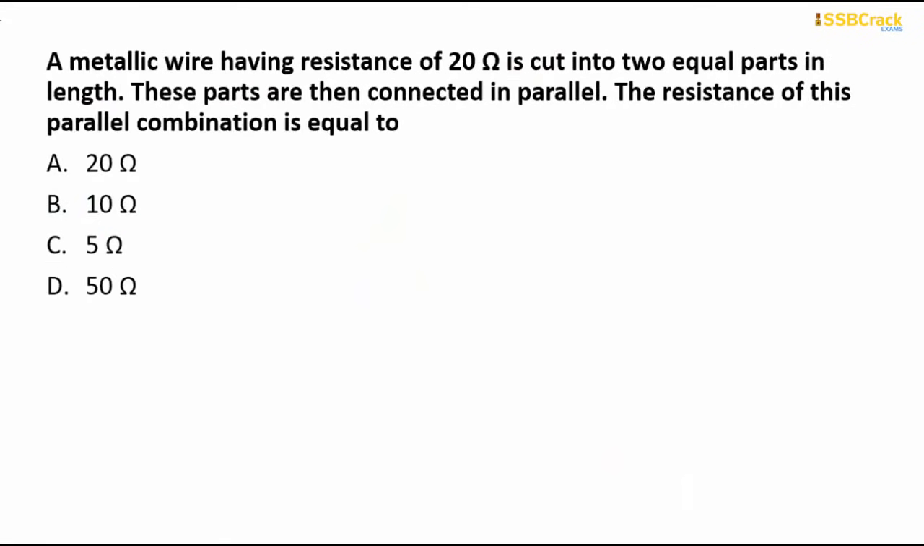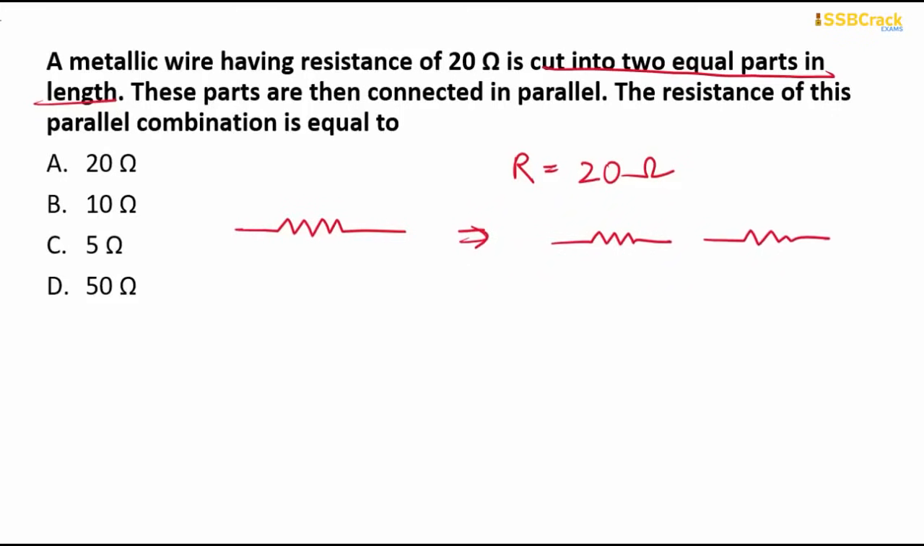Going on with the next important question: a metallic wire having resistance of 20 ohms is cut into two equal parts in length. So what is the resistance given? R is equal to 20 ohms. This is cut into two equal parts in length. That means what is happening? If there is a resistor R, it is cut into two resistors, one is this one and another one is this one. But when it is cut into two equal parts, what is it?